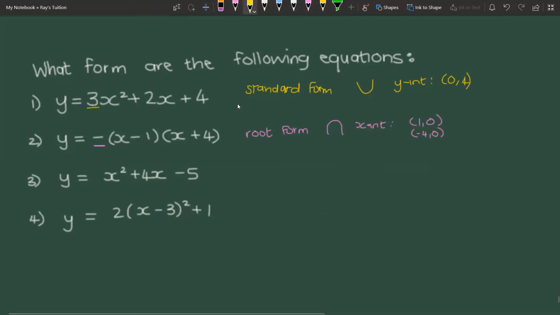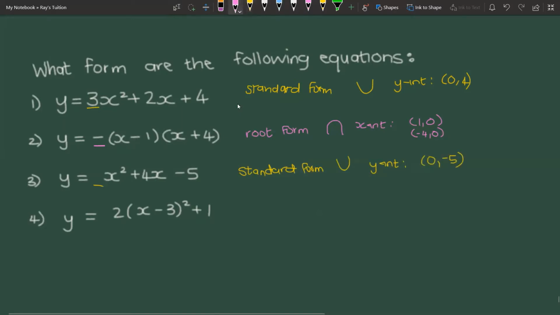Let's have a look at the next one. So this one, again, if we look at the equation, it's ax squared plus bx plus c, so it is in standard form. What is the shape? Is it a positive one or is it a downwards one? So we look at the value of a and it's a positive one, so it's an upwards graph. And what can we tell from standard form? We can tell what the y-intercept is. And again, the y-intercept is (0, -5).